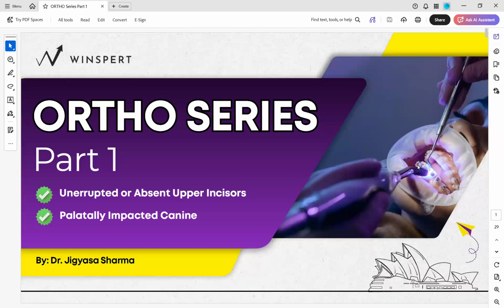So today we'll be talking about unerupted or absent upper incisors. We'll talk about both central incisors and lateral incisors. The reasons for both of them being missing in the mouth are different. So we will talk about all of them so that in the exam, when you're faced with central incisor missing or you're faced with lateral incisor missing, you know what to choose and what is the correct answer for each, and the management as well.